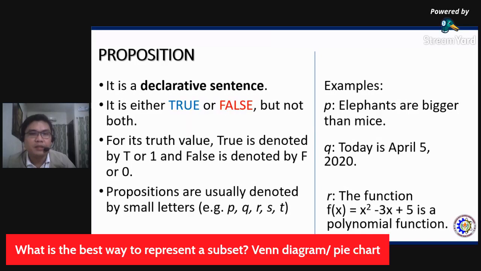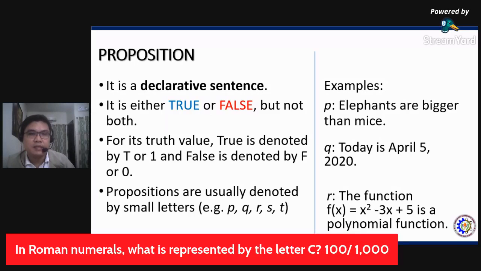Another example here is proposition R: "The function f of x equals x squared minus 3x plus 5 is a polynomial function." Obviously, the given statement is a declarative sentence, so the first condition is met, and the statement itself, that the function f of x equals x squared minus 3x plus 5, is of course a polynomial function, so the truth value of it is true. So all of these given examples, the propositions P, Q, and R, are all propositions.